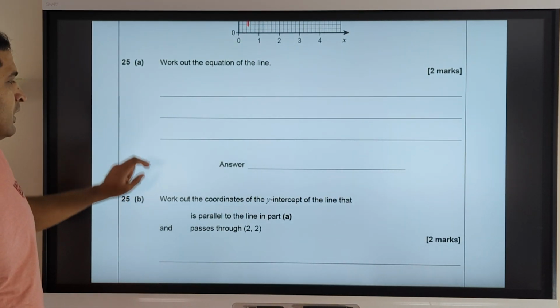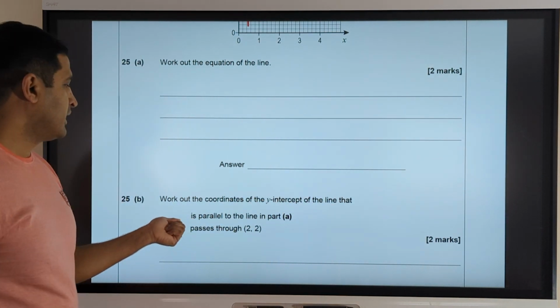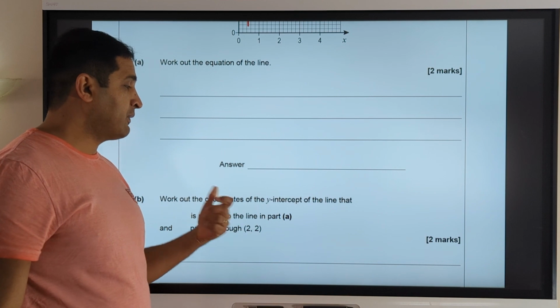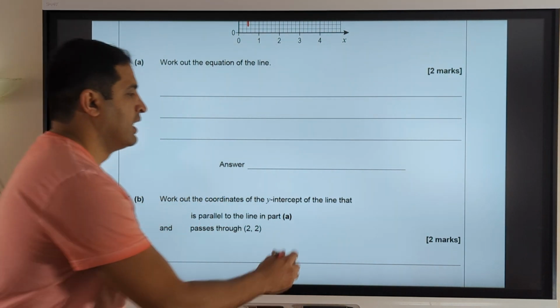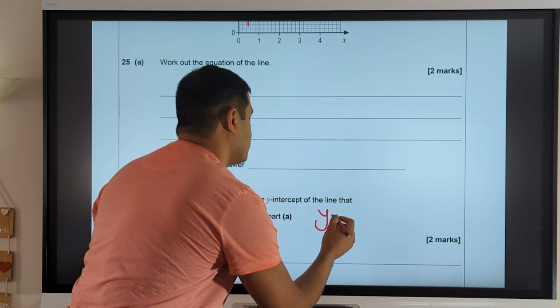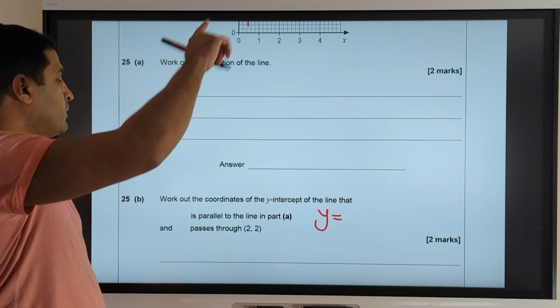Work out the coordinates of the y-intercept of the line that is parallel to the answer, so it does have a gradient of 2, and it passes through the point (2, 2). So we're saying, okay, the line is parallel to the line there, so it has that same gradient.